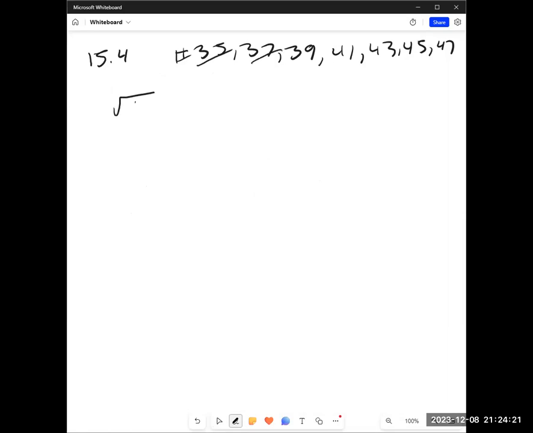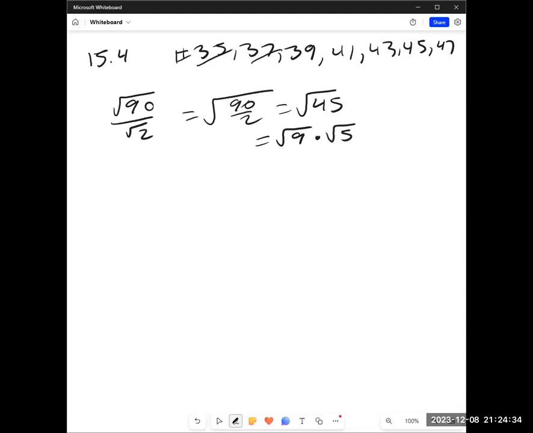Next, we're going to have the square root of 90 divided by the square root of 2. It's going to be the square root of 90 divided by 2, which is the square root of 45, which is the square root of 9 times the square root of 5, which is 3 square roots of 5.